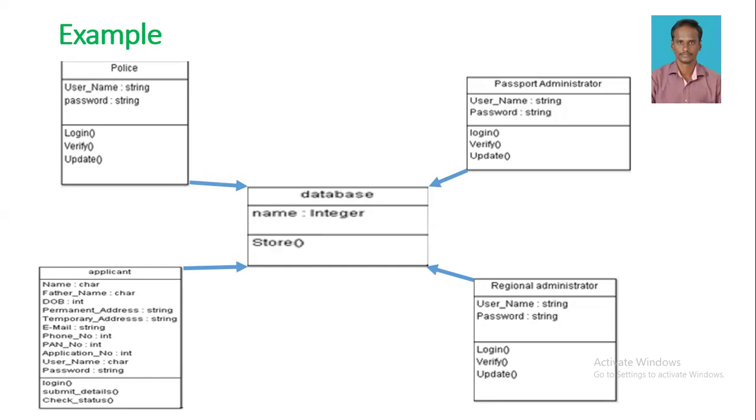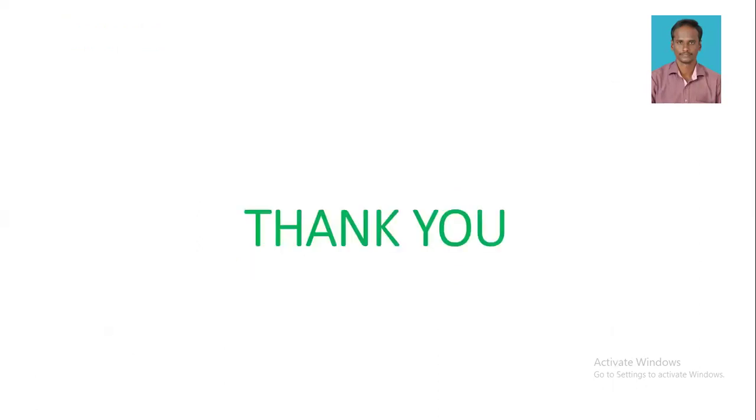Whenever you are drawing the class diagram, you have to keep in mind that it has to have 3 parts. First part will be the class name. Second part will be the properties. Third part will be the method names.